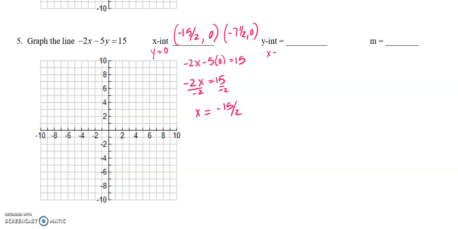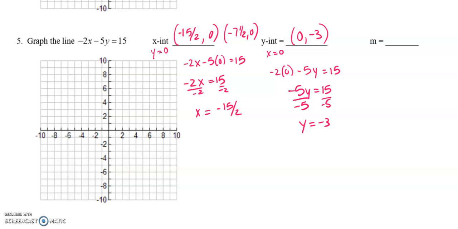The y-intercept, we know x is equal to 0. Negative 2 times 0 minus 5y equals 15. Negative 5y equals 15. Divide both sides by negative 5. y equals negative 3. So that is the ordered pair 0, comma, negative 3. So my negative 7.5, comma, 0 is about there. And my 0, negative 3 is there. So then we're going to connect those dots. There's my line. What can you tell me about the slope?